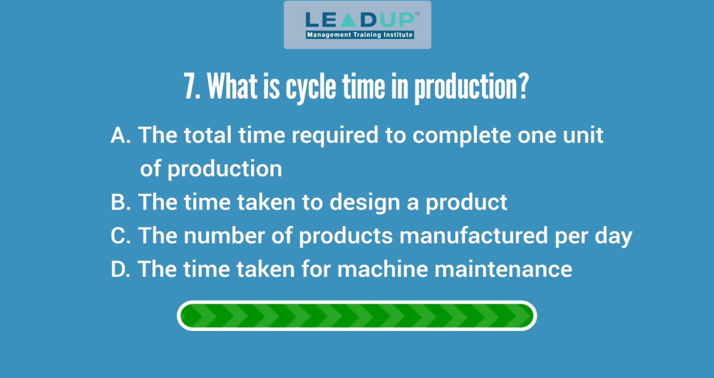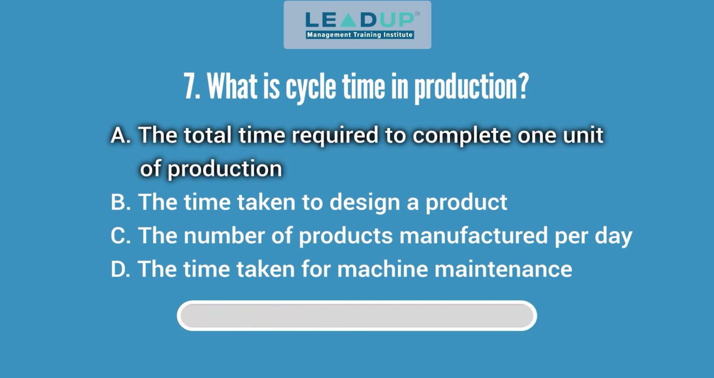Question 7. What is cycle time in production? A. The total time required to complete one unit of production. B. The time taken to design a product. C. The number of products manufactured per day. And D. The time taken for machine maintenance. The answer is the total time required to complete one unit of production.